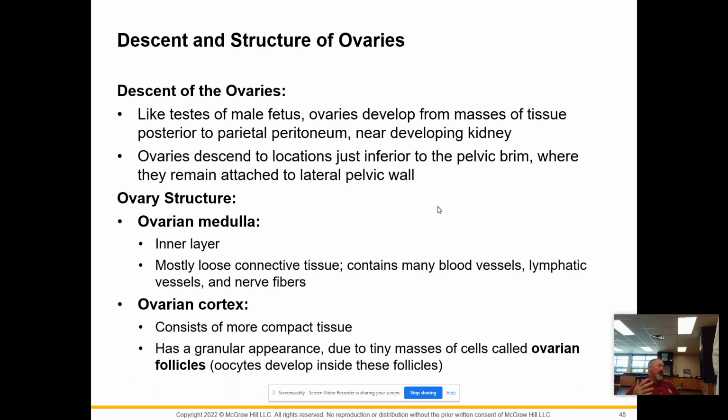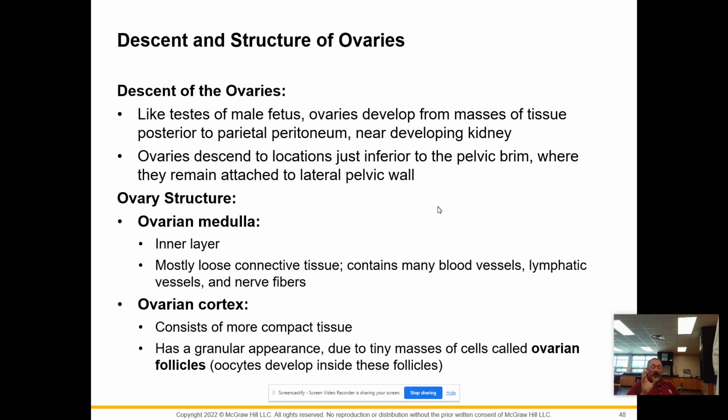All right, we talked about the descent of the testes in males, and very much like the descent of the testes, we also have descent of the ovaries. So the ovaries are going to start out in the abdominal cavity near the kidney, and they're going to move down. They're going to do this as the fetus is developing. So the ovaries are going to descend to a location just inferior to the pelvic brim, where they will remain until they are attached to the lateral pelvic wall.